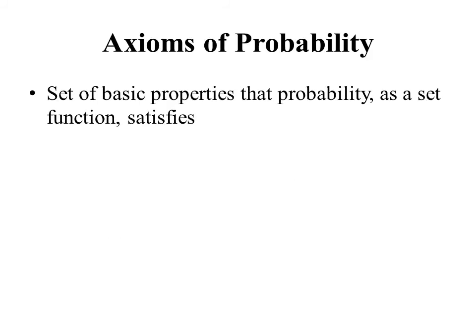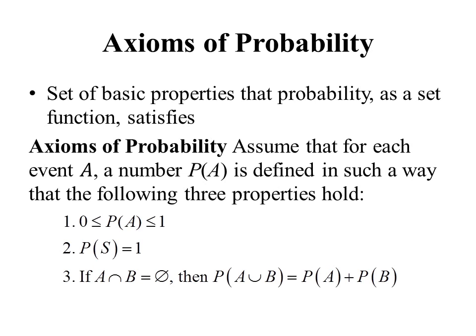Okay, so let's put all this together and state our axioms of probability. Kolmogorov, when he was working with probability, said, well, okay, probability is a function, so let's state some basic properties that probability as a set function should satisfy. They're properties that we're not going to prove. We're just going to accept them as being self-evidently true. These axioms say, assume that for each event A, a probability P of A is defined in such a way that the following 3 properties hold.